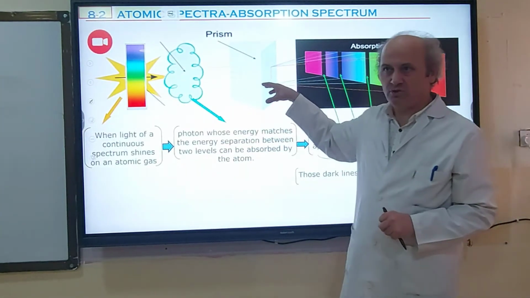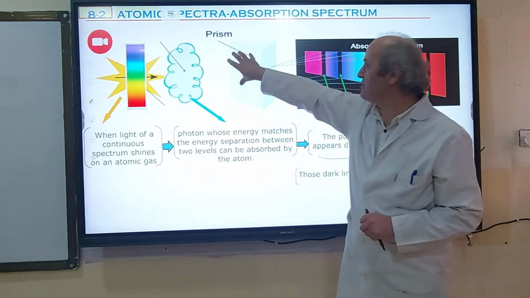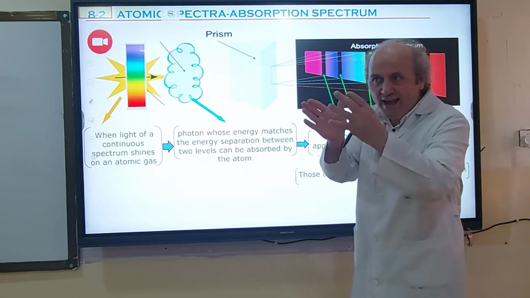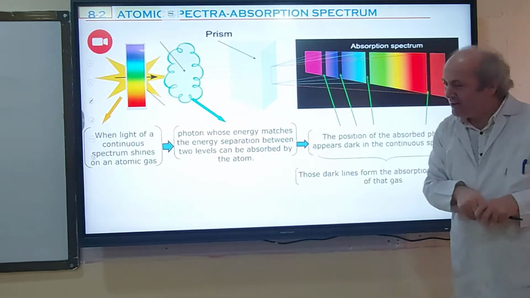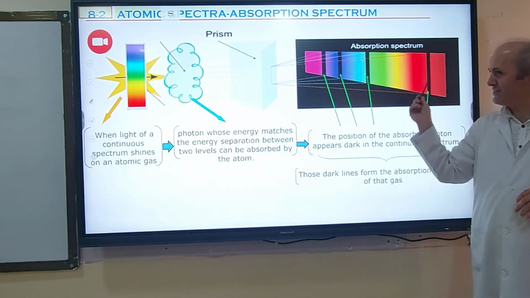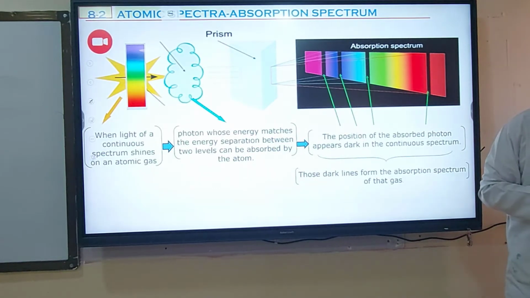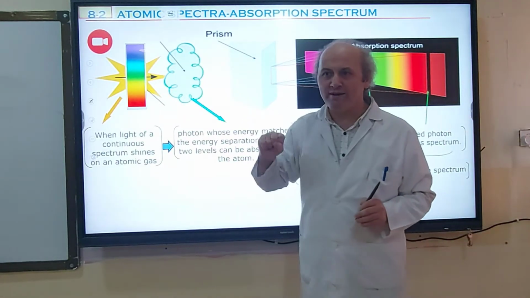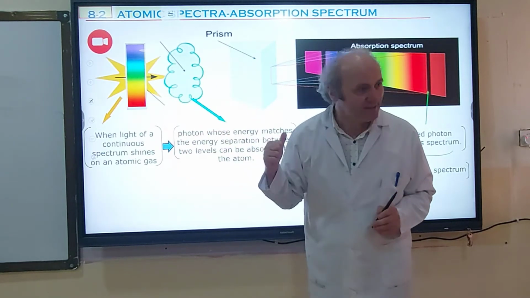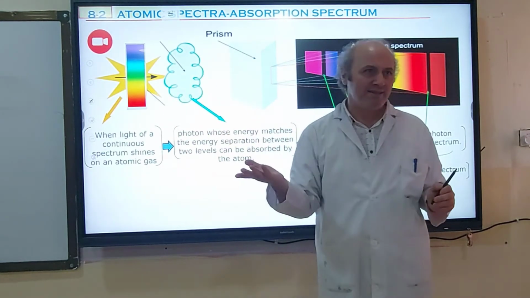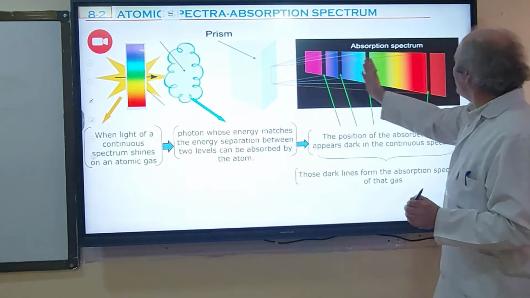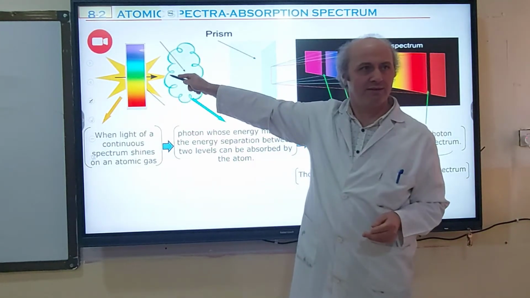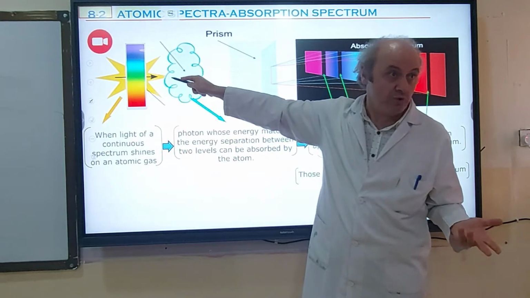When they pass through the gas and then through a diffraction grating or prism, you are going to see a spectrum again, but this time you will see some dark areas. What does this dark mean? These are the places of the absorbed photons. Because they are absorbed by the gas, they cannot pass, so their place appears dark. This spectrum of light is known as the absorption spectrum of that gas, because this gas absorbs those photons.